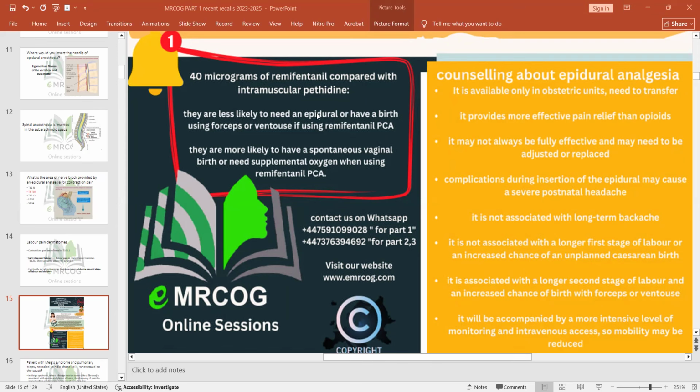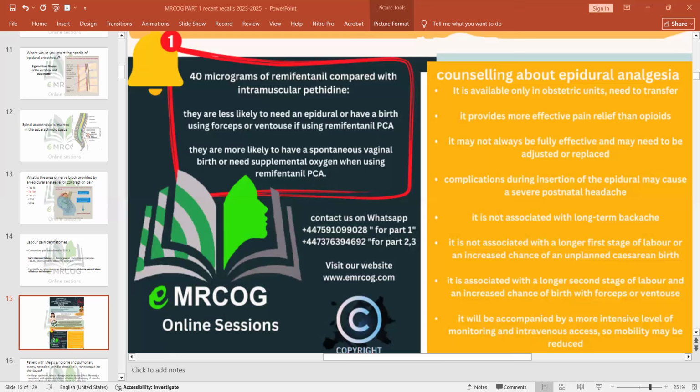So if you use the epidural with remifentanil or PCA with remifentanil, it's less likely to need an epidural or instrumental delivery if you use PCA with remifentanil with the patient, which is really good. Spontaneous vaginal birth is more with remifentanil PCA, but you may need supplemental oxygen.